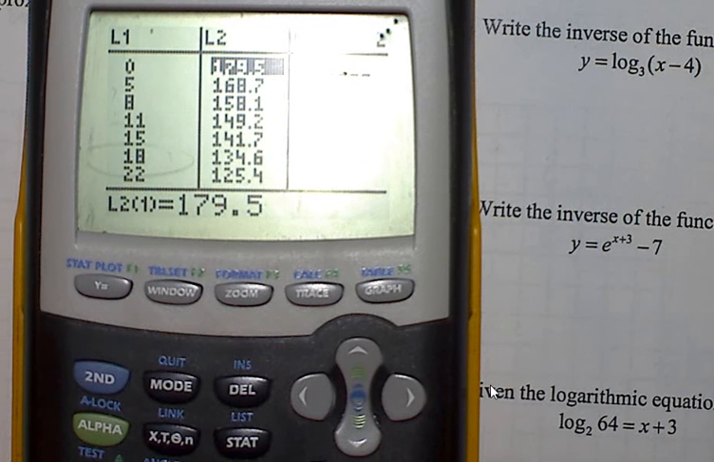I'd like you to do the same. I would like you to hit stat edit. In L1, plug in all of the times. In L2, plug in all of the temperatures, and then stop.